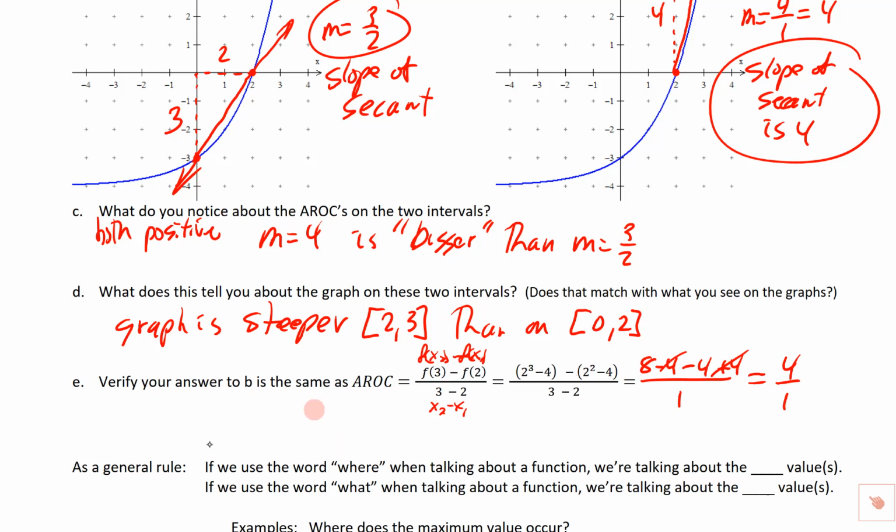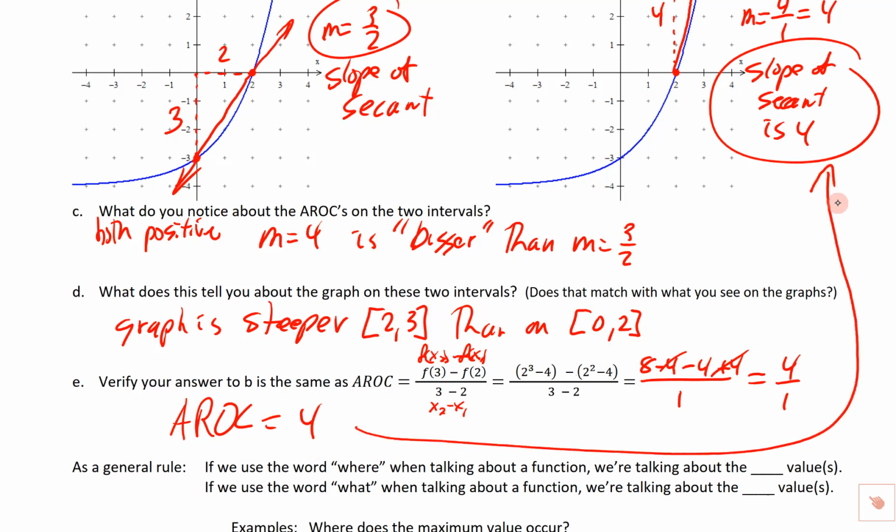So what that means is the average rate of change, so the AROC on this one, the average rate of change is 4, and that is the same as the slope of the secant.